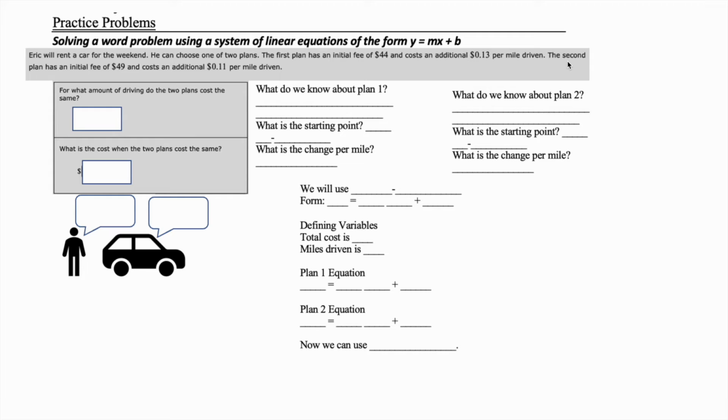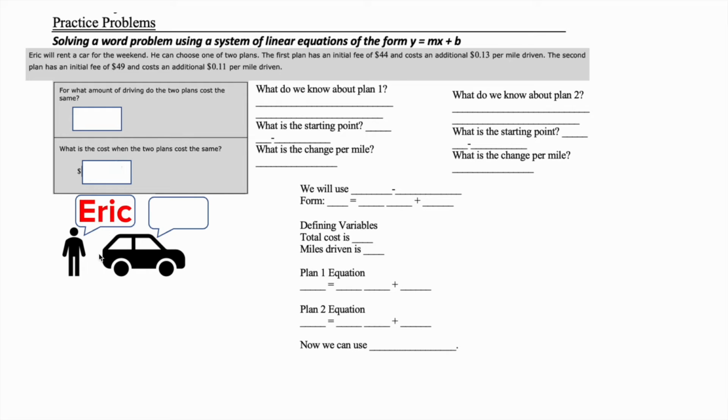So in this case, we come across this all the time as we get older and become adults, is there's two options and we have to decide which option is the better one. And in this case, it's going to depend on how much he drives. Okay, so they're asking us to answer two questions here. For what amount of driving do the two plans cost the same? So they want us to figure out when are they equal to each other, and what is the cost when the two plans cost the same. So once we know how many miles we drive to have the same cost for either plan, doesn't matter which one we choose, then they want us to find out, what is that actual cost.